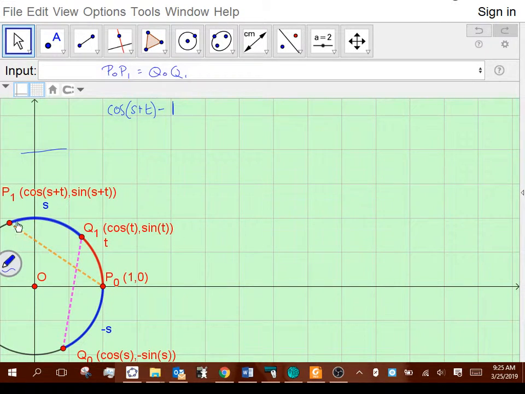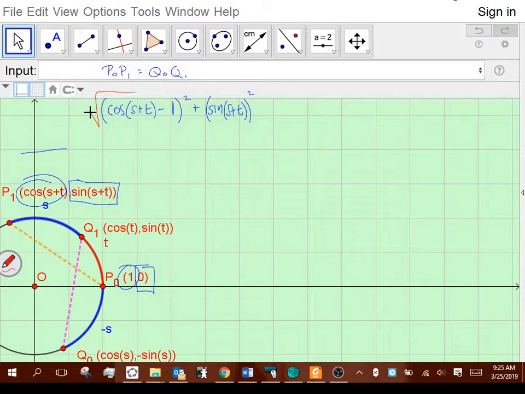Okay, so we're trying to find this orange distance. So we take that x coordinate minus that x coordinate, correct? And then we're going to square that. Okay, now we're going to add to it the difference in that y coordinate and that y coordinate. So that's a nice one because it just becomes sine of S plus T squared, right? Now the distance for P0 to P1 would be that, correct? Okay, so I got P0 to P1.